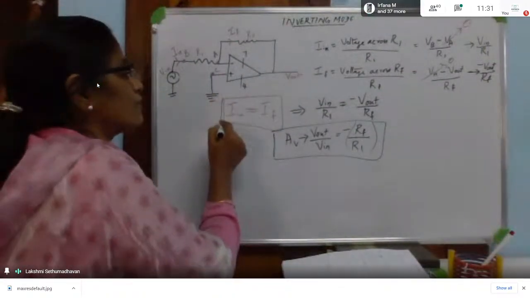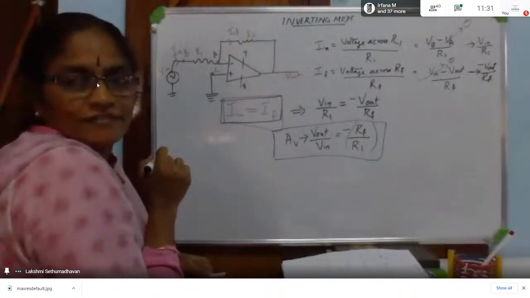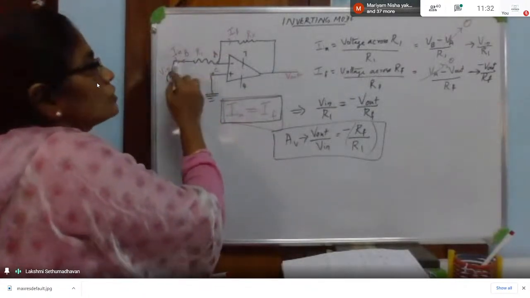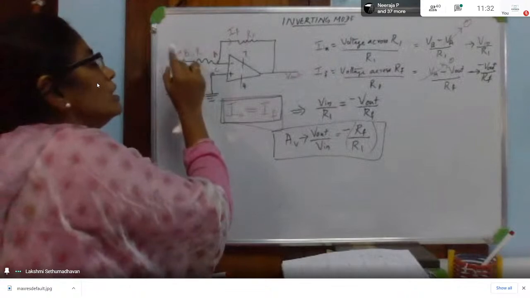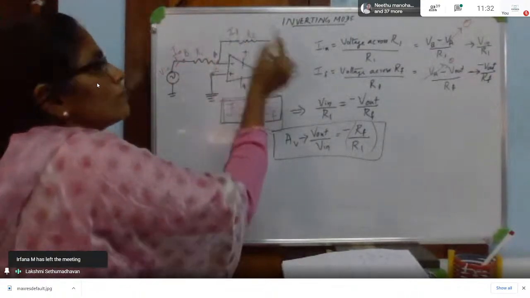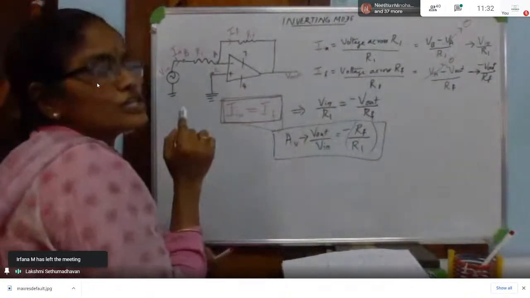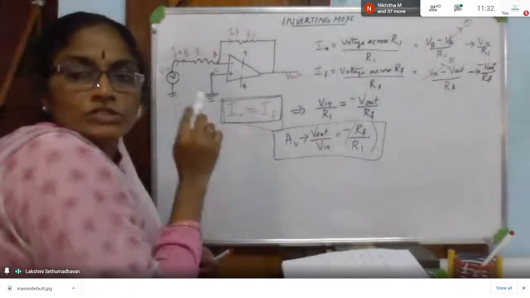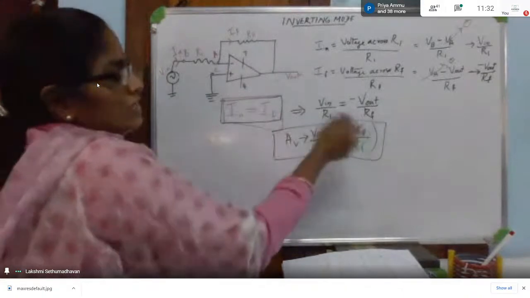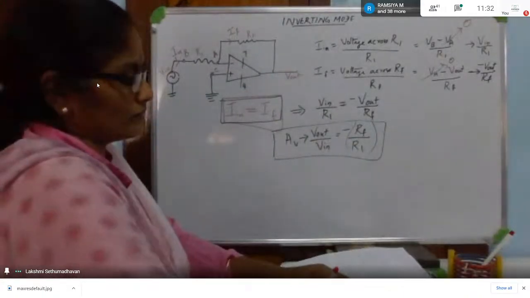The basic concept for the derivations would be IN is equal to IF. IN is the current flowing through this resistor, VB minus VA by R1. IF is VA minus Vout by RF. So you'll get two equations. Remember to use the concept of virtual ground, VA is zero. Then equate them, and you will get it. Hope it is clear.